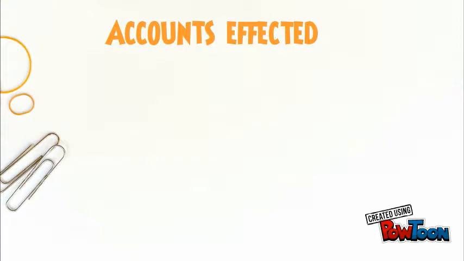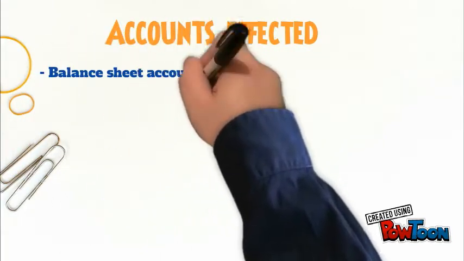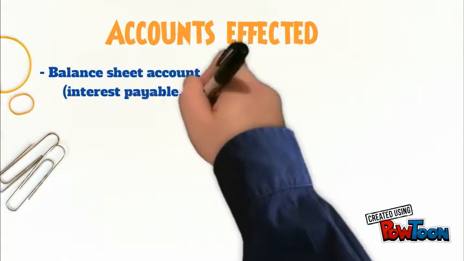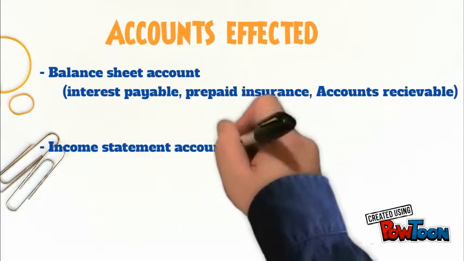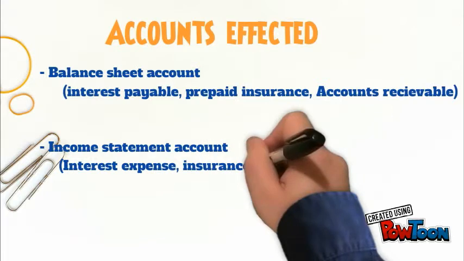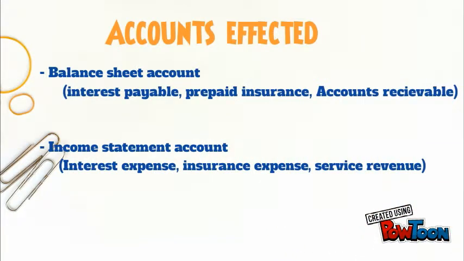It is also important to note that adjusting entries almost always involve a balance sheet account, e.g. interest payable, prepaid insurance, and accounts receivable, and an income statement account, e.g. interest expense, insurance expense, and service revenue.